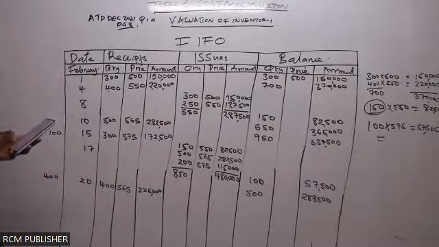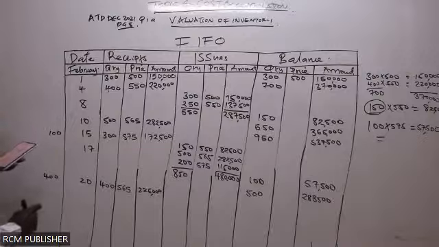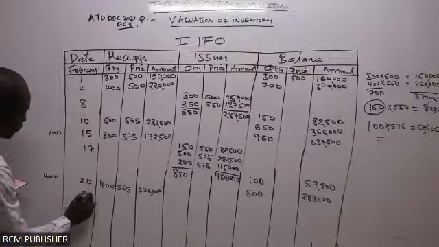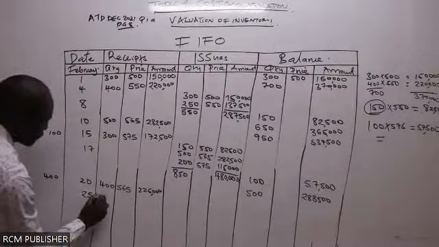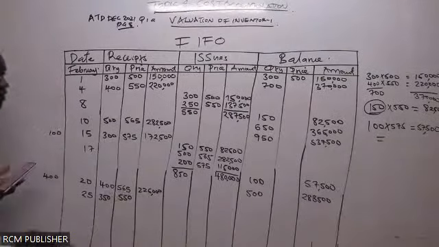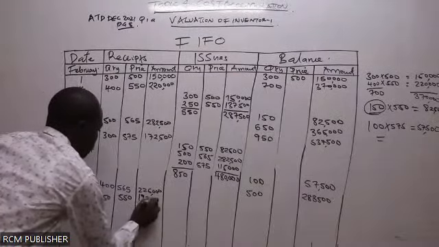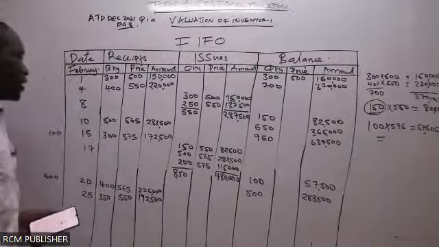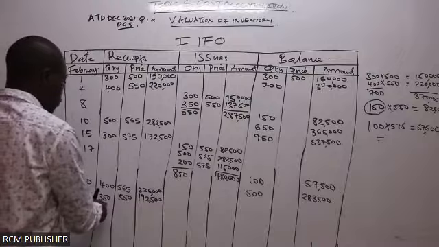Then I move to the next date. From 20th, the immediate date there is 25th. So I come to 25th. They're bringing in some goods, of what quantity? 350 at 550. Can someone give me the value? 350 at 550? 192,500. Now, in terms of quantity, I've brought in 350.